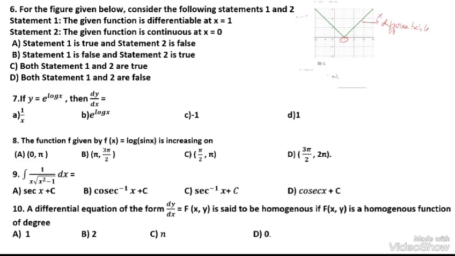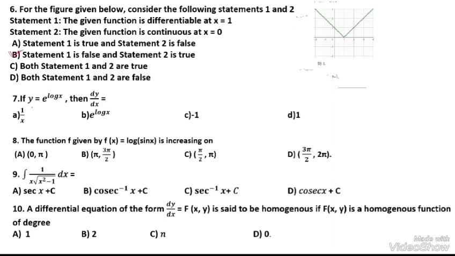Similarly, statement 2: the given function is continuous at x is equals to 0. Yes, at this point, x is equals to 0, the function is continuous. Therefore, the first statement is false and the second statement is true. The option number B is correct. Then let's move on to the next question.